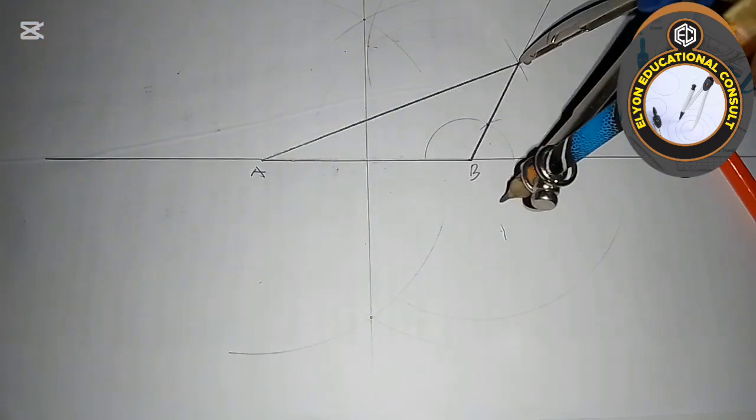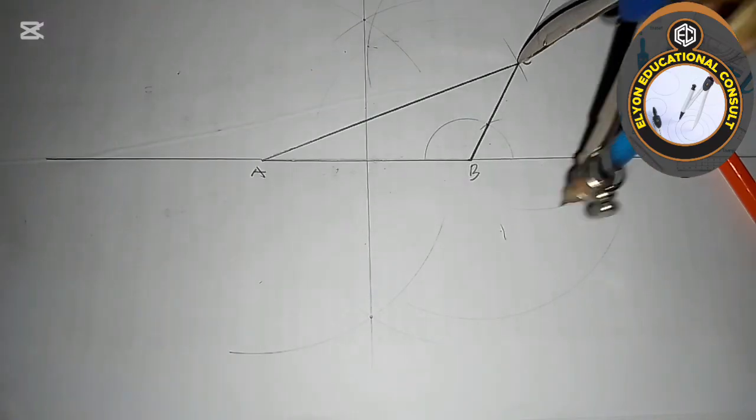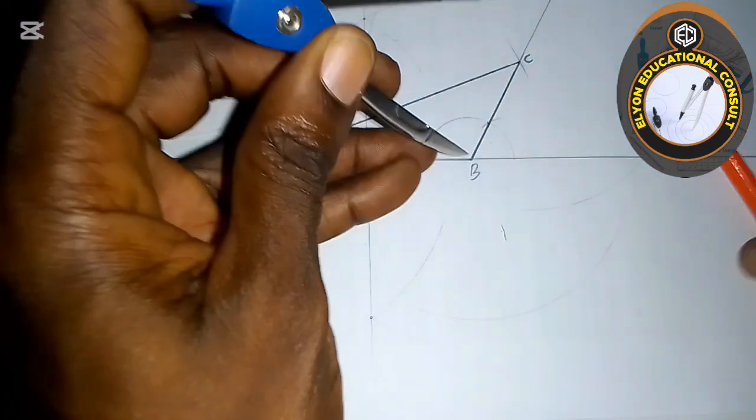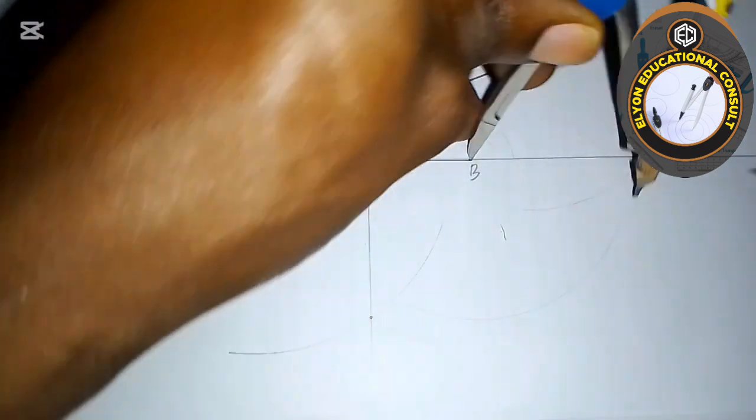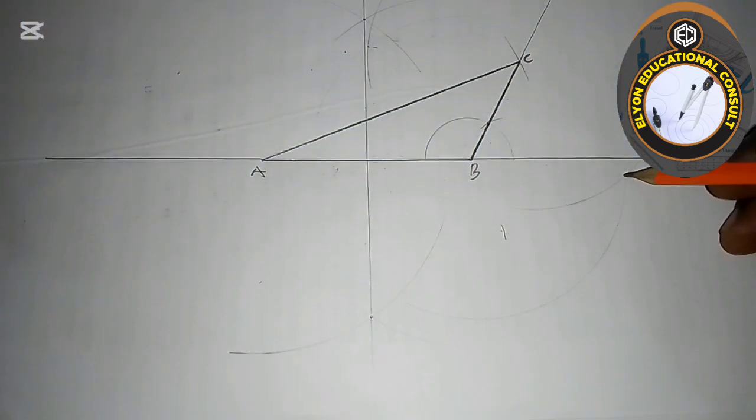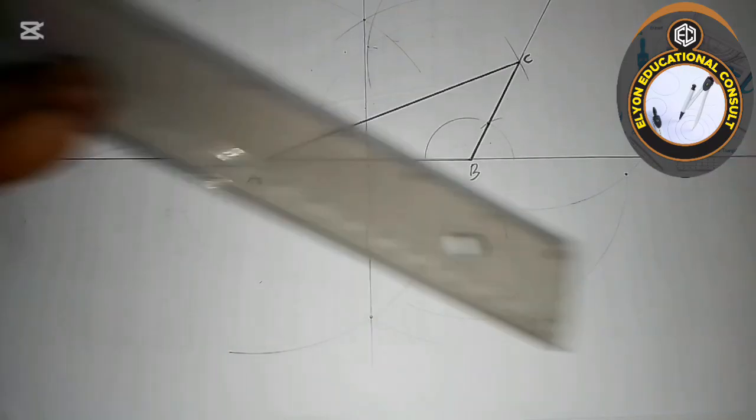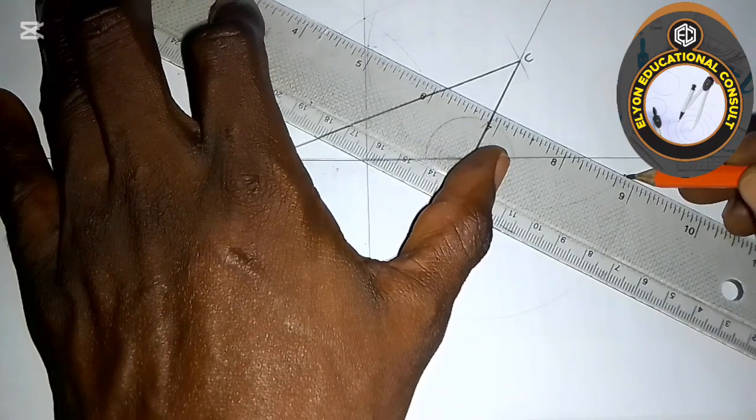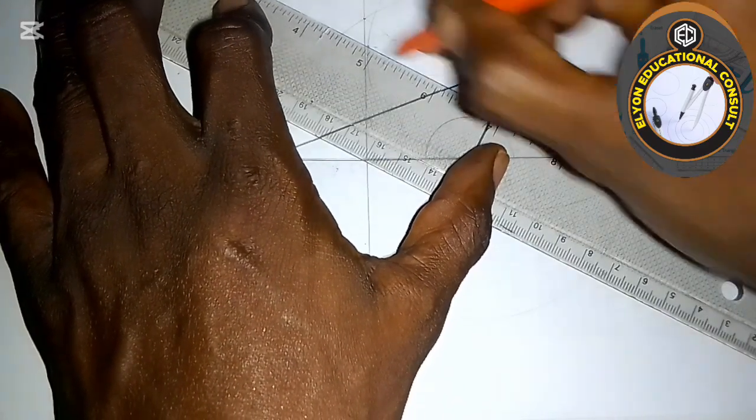So we have for this side. So I need to extend this radius of this arc such that they have to intersect. So you can see it intersecting at this point here. Okay, so I'm going to join these 2 points together.